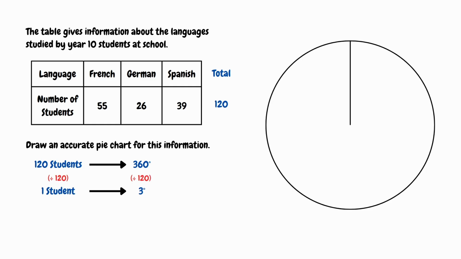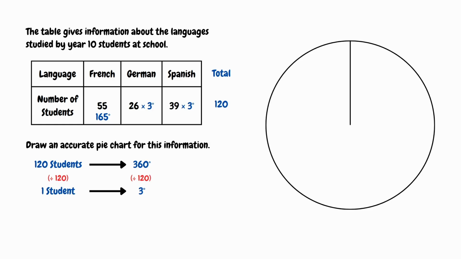So now that we know the number of degrees that every student represents, we can now find the angle for each sector in the pie chart. All I'm going to do is take the frequencies for each of the languages and multiply them by 3 degrees. So for French, we have 55 students. They each represent 3 degrees. So if we do 55 multiplied by 3, that's going to give us 165 degrees.